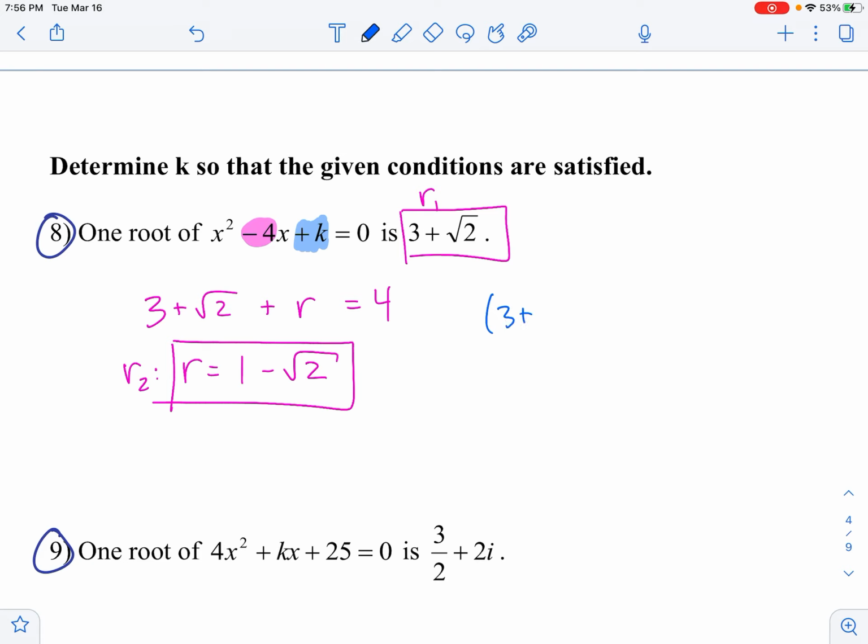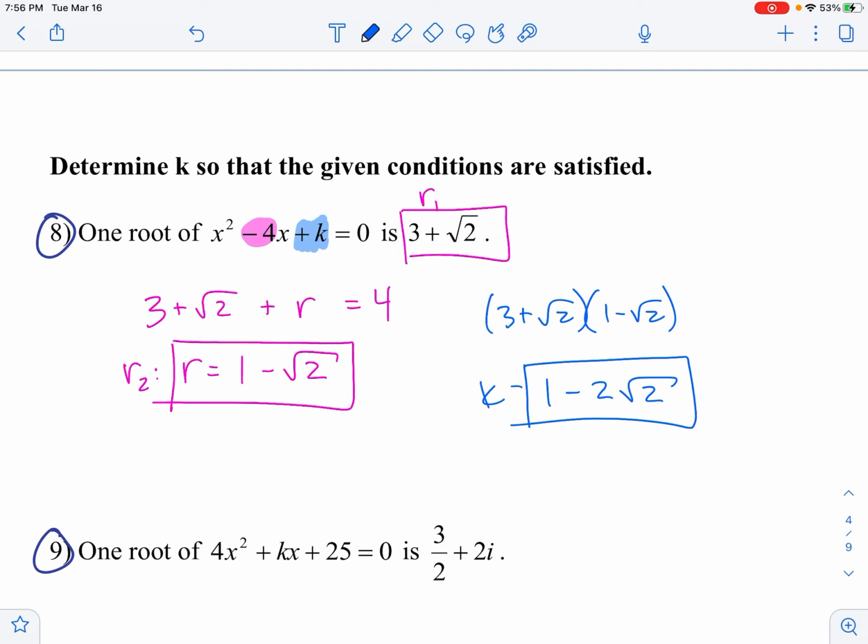So 3 plus root 2 times 1 minus root 2. I'm going to cheat a little bit because I have the answer in front of me. I'm going to FOIL it out and I'm going to simplify. And I get 1 minus 2 root 2. That is my k value for question number 8.